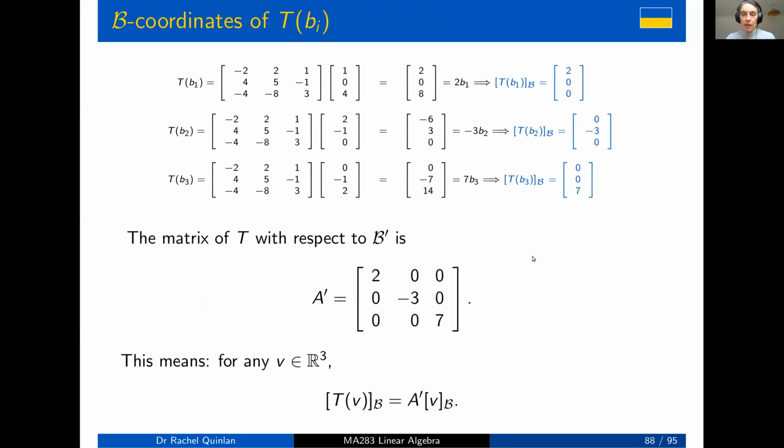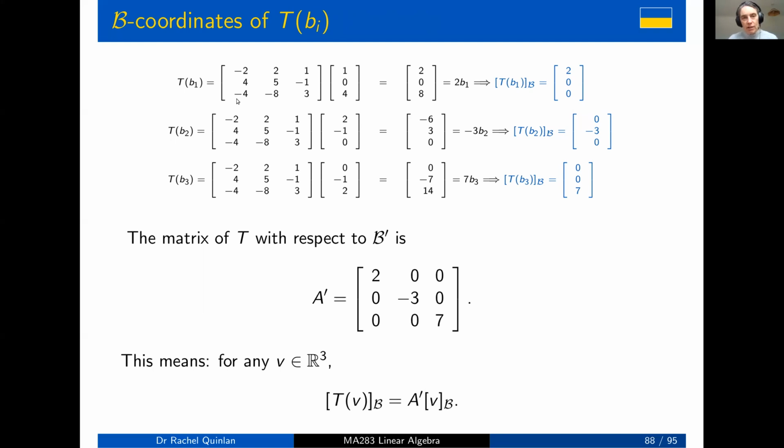So putting all that together, we can write down the three columns of the matrix of T with respect to B. Sorry, there shouldn't be a dash there. This is just B. And there it is. A dash is the diagonal matrix whose entries on the three diagonal positions are 2, minus 3, 7. And that is a nicer description of a matrix than the one that we started with.